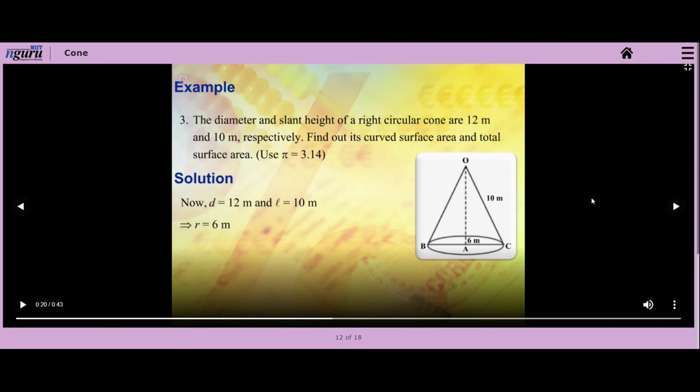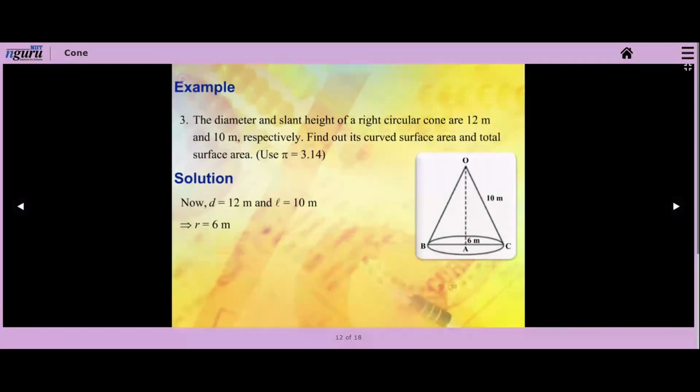Ma'am, CSA 188.4 centimeter square, ma'am. 188.4 is the CSA. Yes, pi r l. Yes, ma'am. TSA 301.44.